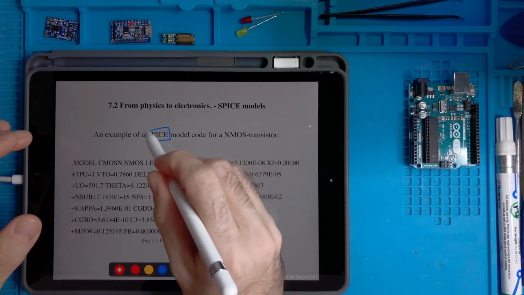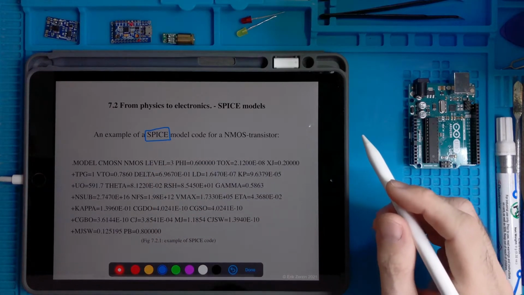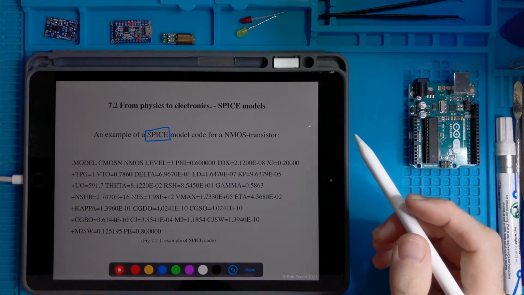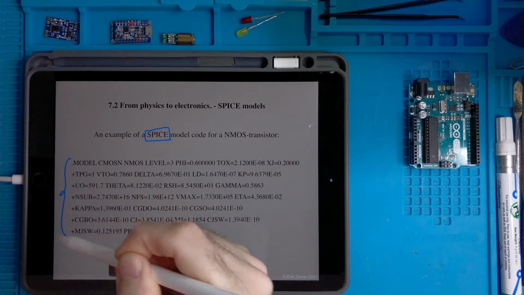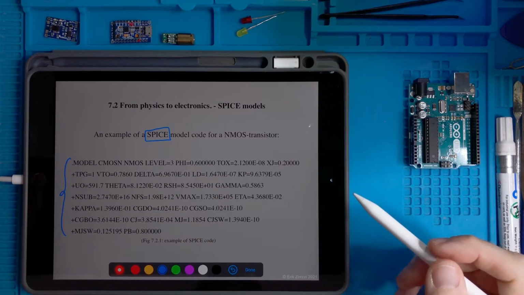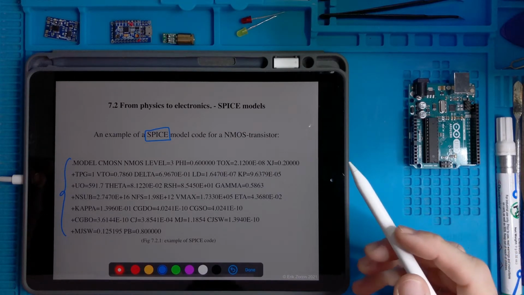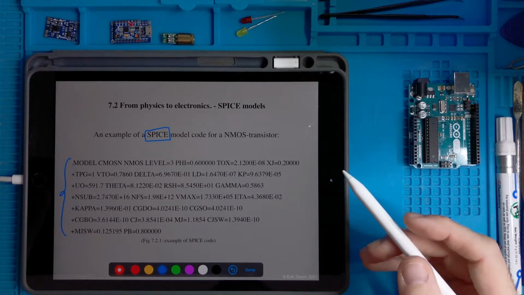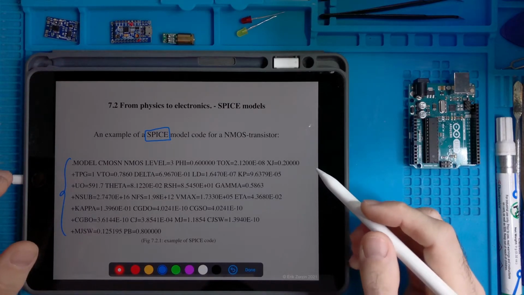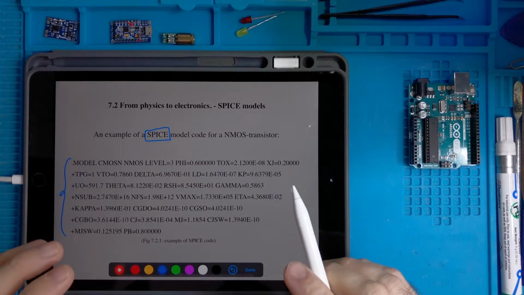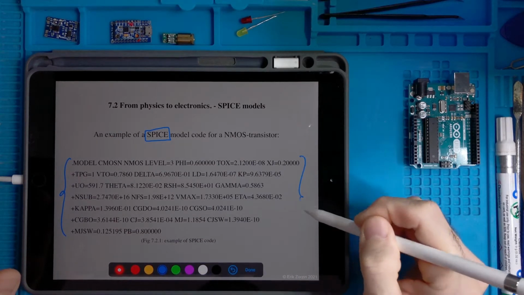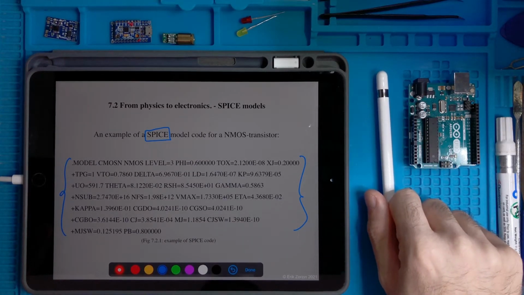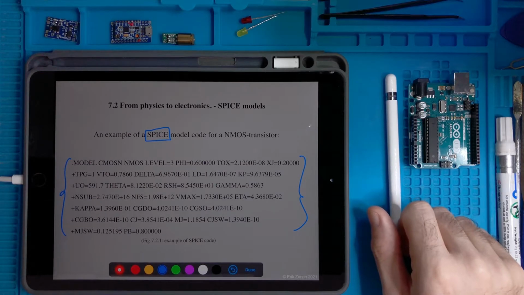SPICE is an acronym of a commercial software for simulating electronic circuits, and they give you this type of description. It's a code, so it's not very human readable, but with a lot of parameters that will describe the behavior of this component. So it doesn't give you a schematic diagram with resistor, capacitor. It just gives you a piece of code that you have to plug in a piece of software in order to simulate it. So this is an example of how things are done in real life in electronics.